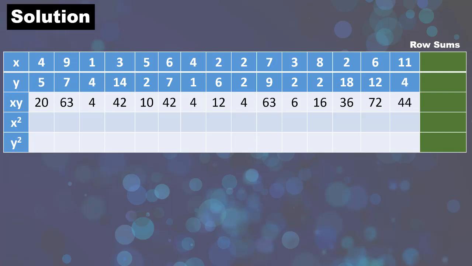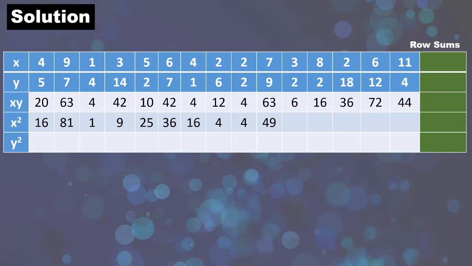The following row is for X squared. So we're going to look at each X coordinate and square it. That means multiply it by itself. So 4 squared, 4 times 4 is 16. 9 squared, 9 times 9 is 81. 1 squared is 1. 3 squared is 9. 5 squared is 25. 6 squared is 36. 4 squared is 16. 2 squared is 4. 2 squared is 4 again.